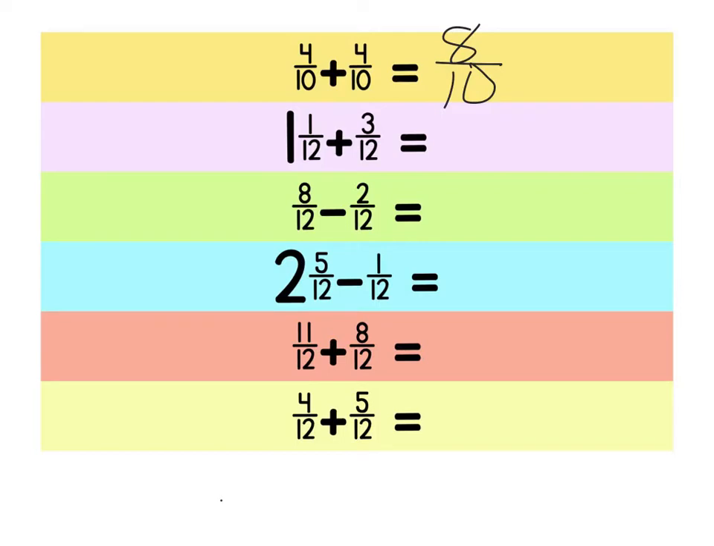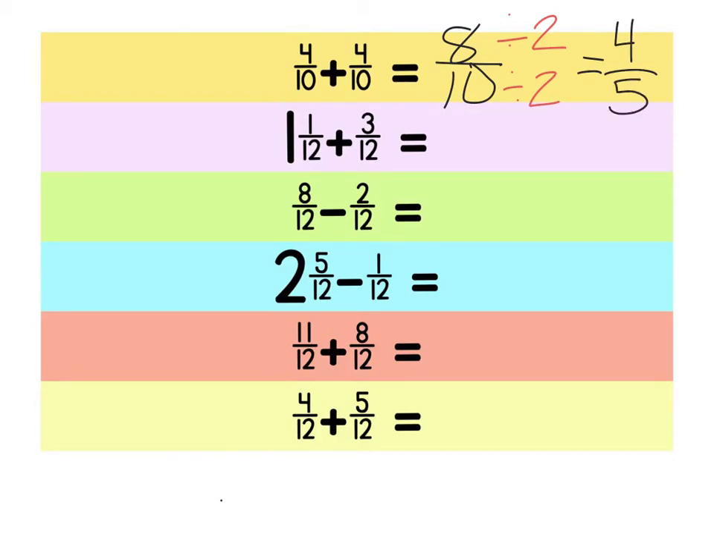Now 8/10 does not look like it is in simplest form. So I need to think in my brain, what goes into both 8 and 10? I think of the number 2. So I divide both the top and the bottom by 2. 8 divided by 2 is 4. 10 divided by 2 is 5.